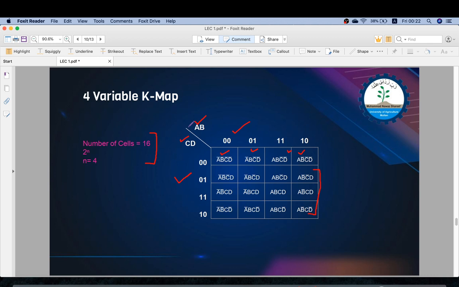So the only difference in 2 variables, 3 variables and 4 variables is the number of variables. In 2 variables there will be only A, B, in 3 there are A, B, C, and in 4 variables A, B, C and D. There can be more variables also, but we'll study only 2, 3 and 4 variables.